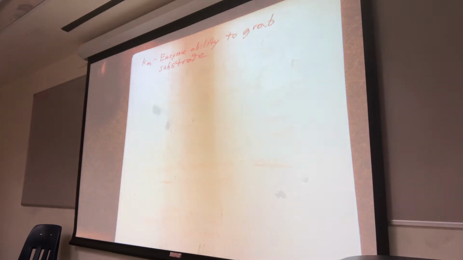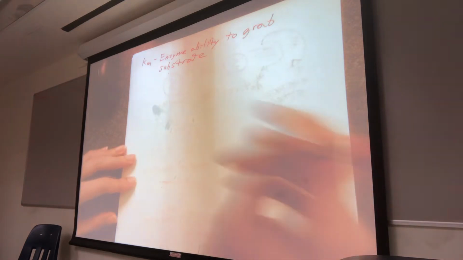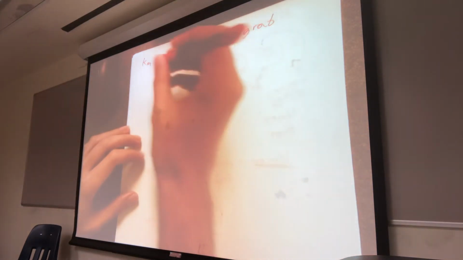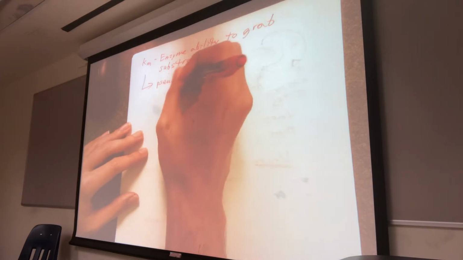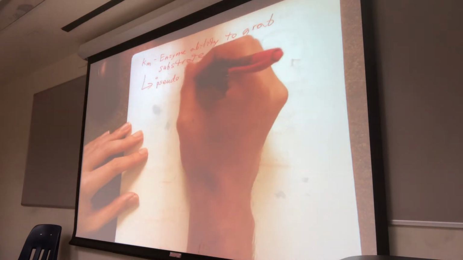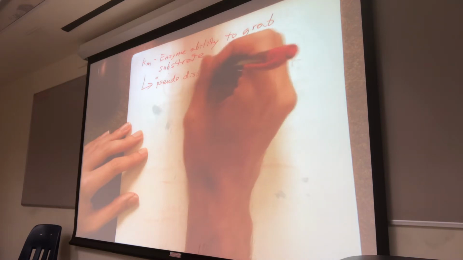Yes? One of the worksheets that he posted said that Km was also like the dissociation constant or something. Yeah, and that was an old question. It may show up on this exam, I don't know yet, but let me go over some vocabulary terms. Km sometimes is referred to as a pseudo-dissociation constant. And I'll explain what that means.